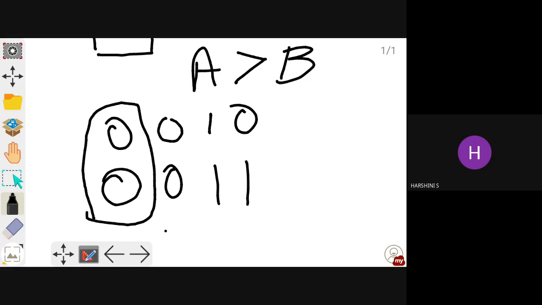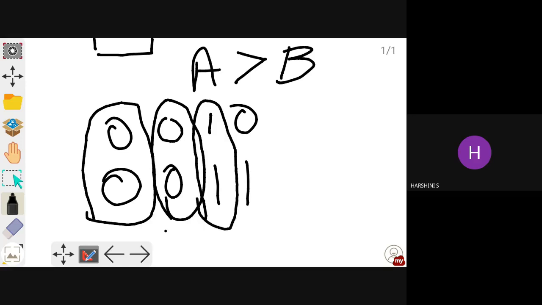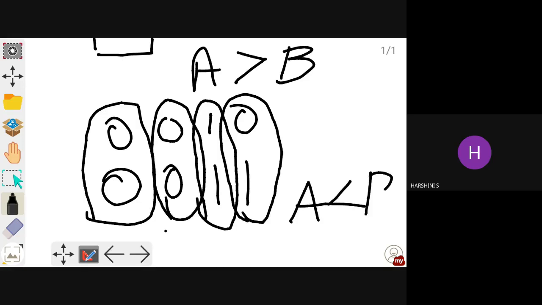So if these two bits are equal, you will go to the next bit. If these two bits are also equal, then you will go to the next bit. If this bit is also equal, you go to the next bit. If you compare this one, you can easily obtain that B is greater than A.